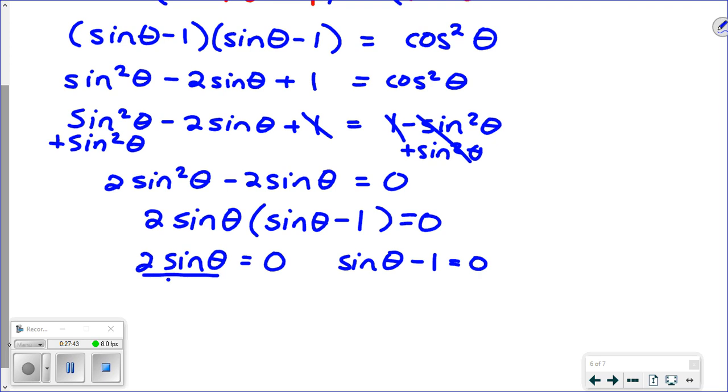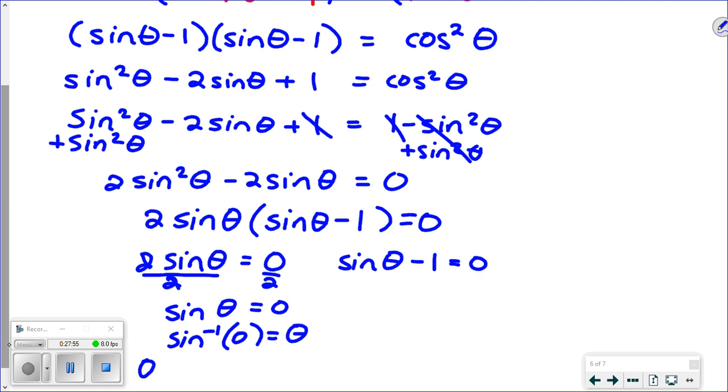All right, to solve this first equation, we'll divide by 2. 0 divided by 2 is still 0. We'll use our inverse trig function to isolate theta. And then we'll think toward a unit circle for which angle is sine equal to 0. Well, that would actually be at 0 and also pi. Okay, so we'll have 0 plus 2n pi, but also pi plus 2n pi.